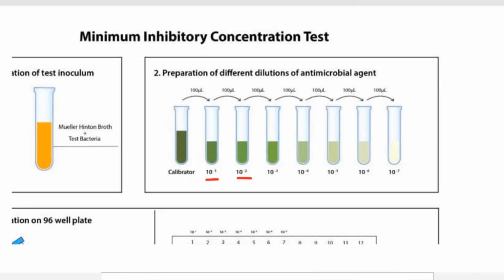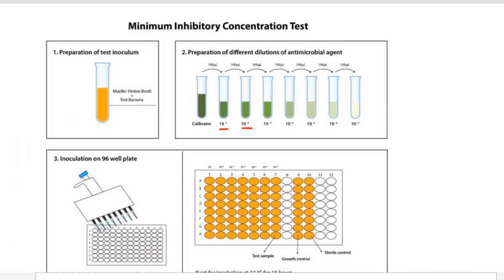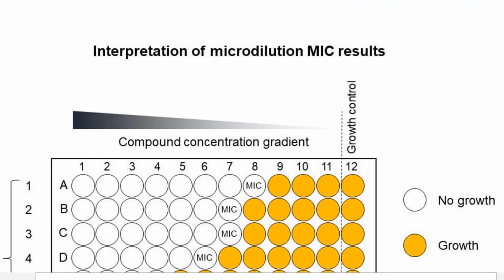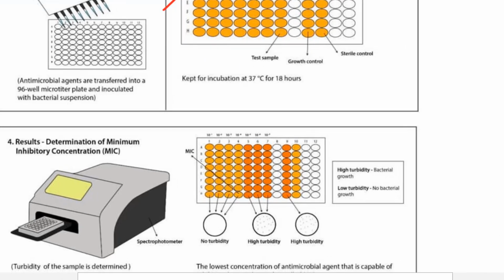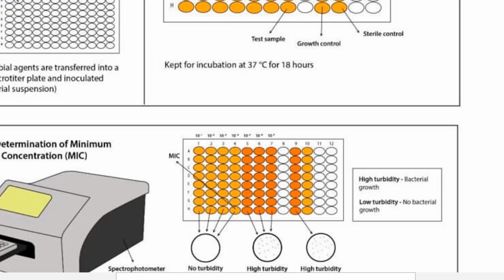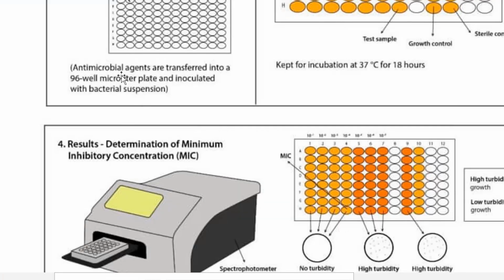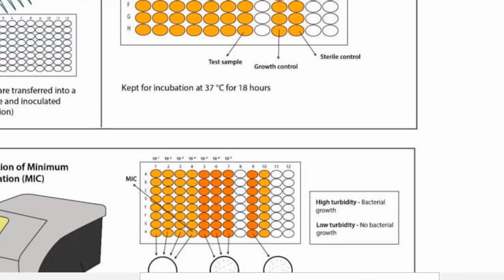Next, we add all these into our 96 well plate accordingly. You label it 10 to the power minus 1, minus 2, like that, and then you add it to your 96 well plate. The antimicrobial agents are transferred into the 96 microtiter well plate and inoculated with the bacterial suspension. Along with the bacteria, you add the antimicrobial agent.